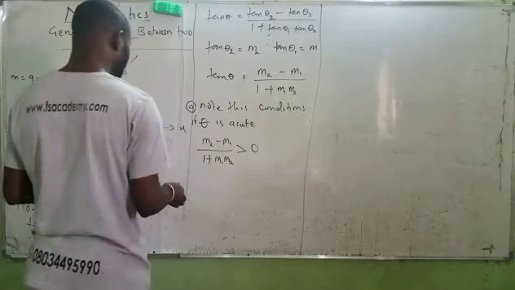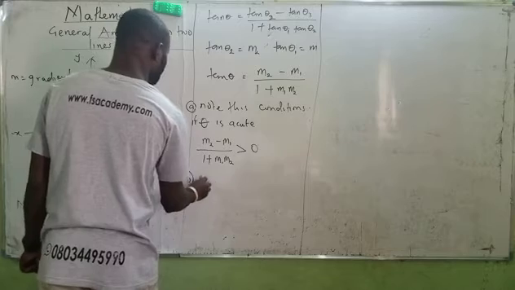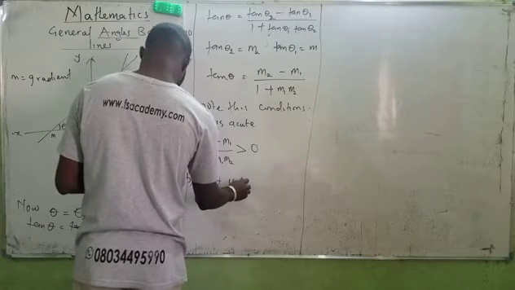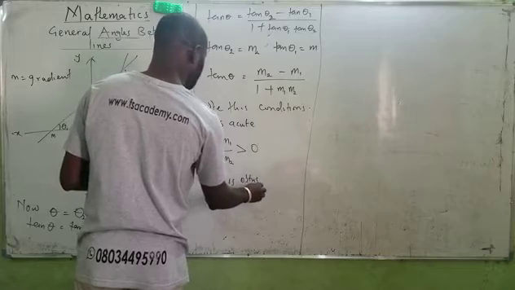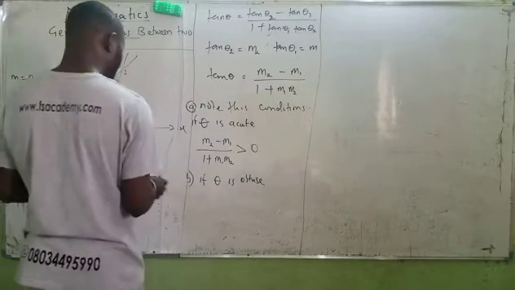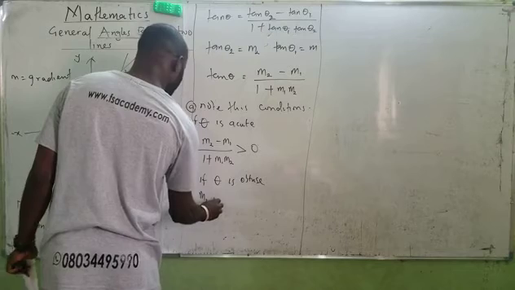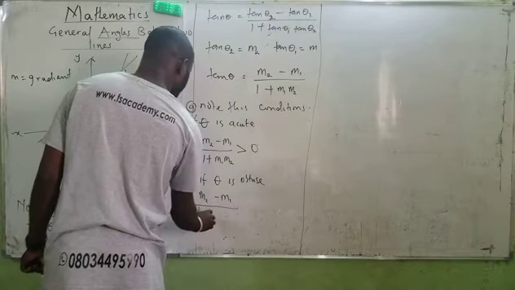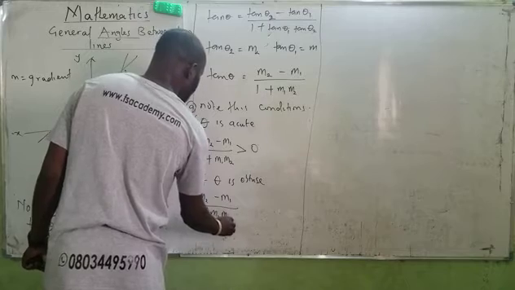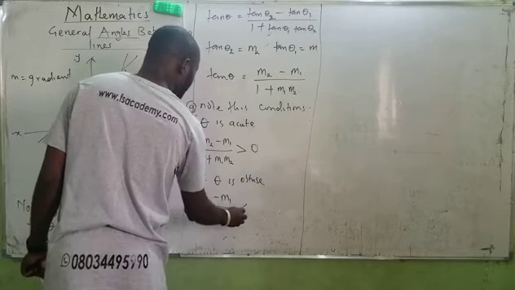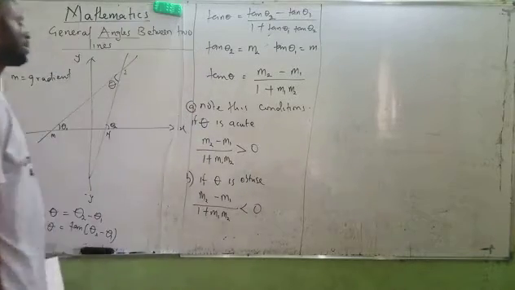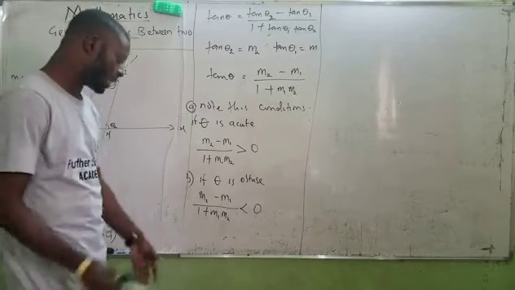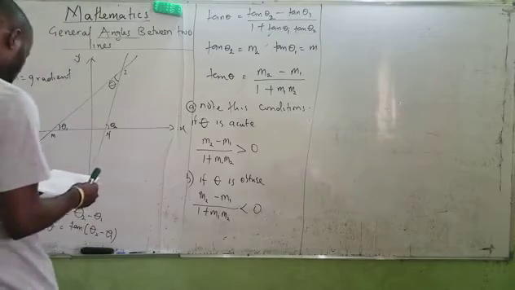B, if theta is obtuse, it means my M2 minus M1 over 1 plus M1 M2 will be less than what? Less than 0. If it is obtuse, it will be less than 0. Take note of that. I think I'm making sense.